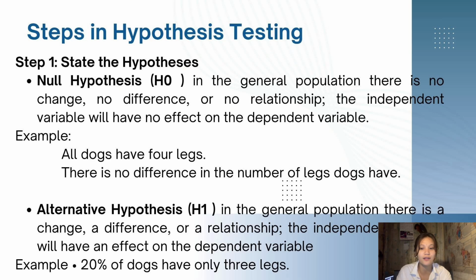However, an alternative hypothesis, which is denoted as H1, would propose that there is indeed an effect or a difference or a relationship. So for example, 20% of dogs have only 3 legs. So this statement contradicts the null and suggests that not all dogs have 4 legs. So these hypotheses set the foundation for the statistical test that we will perform.